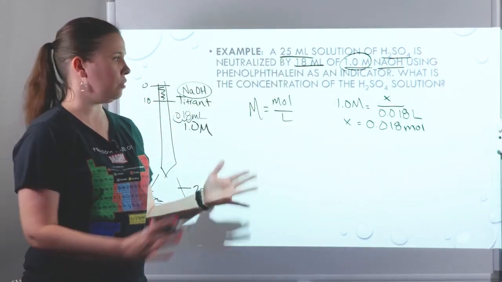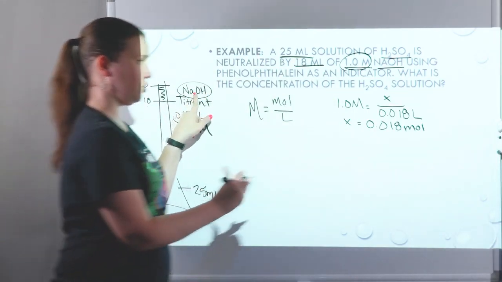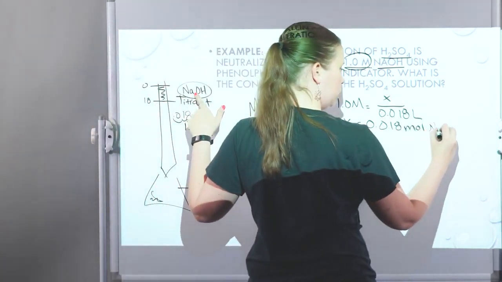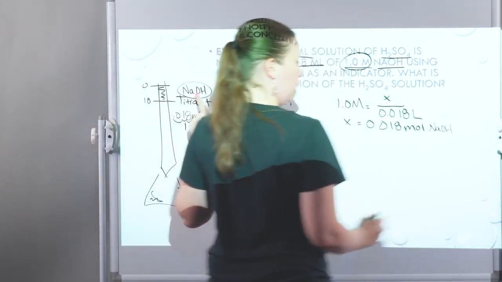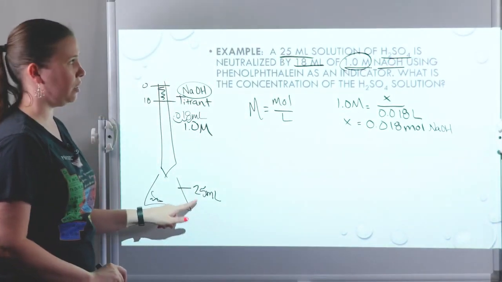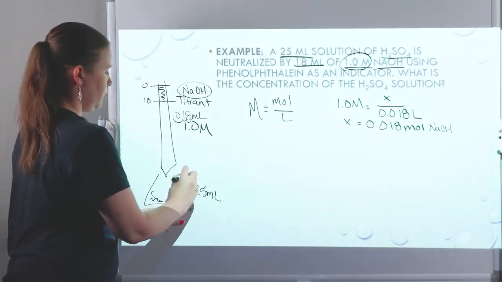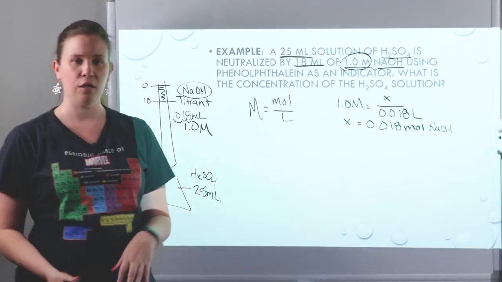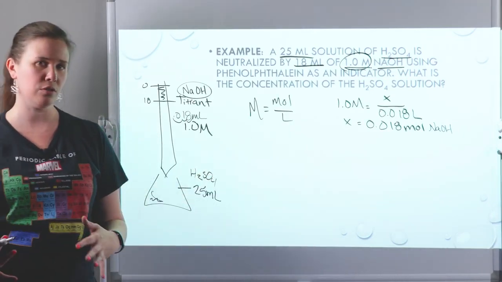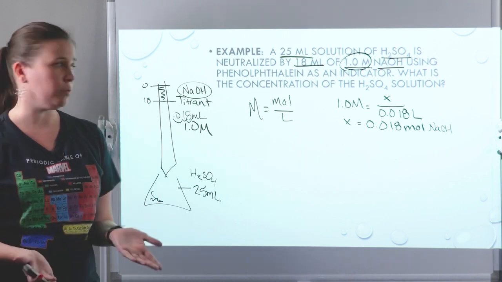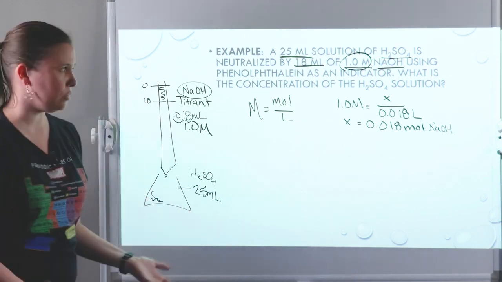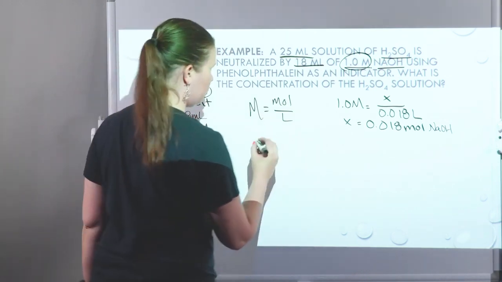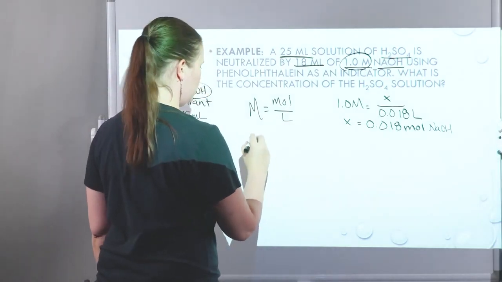Now I want to convert the moles of the sodium hydroxide here, moles of NaOH, into the moles of my unknown concentration. Down here I had H2SO4. So how do you convert from one substance to another substance? You're going to need your mole ratio, which means we need the balanced equation. I know I was supposed to do that first. I always think of it when I need the mole ratio.